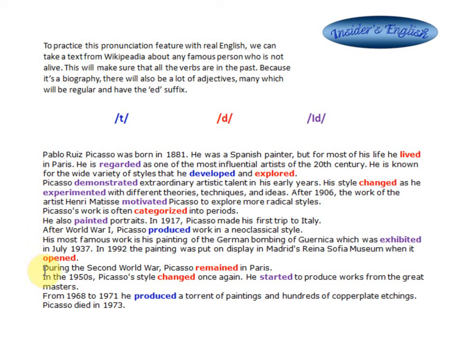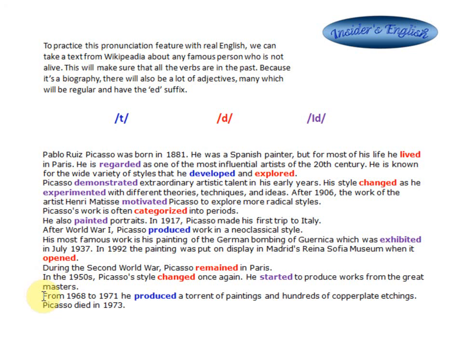Now I will do the next paragraph. During the Second World War, Picasso remained in Paris. In the 1950s, Picasso's style changed once again. He started to produce works from the great masters. Pause the audio and practice.